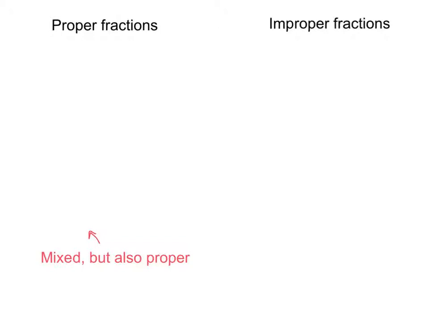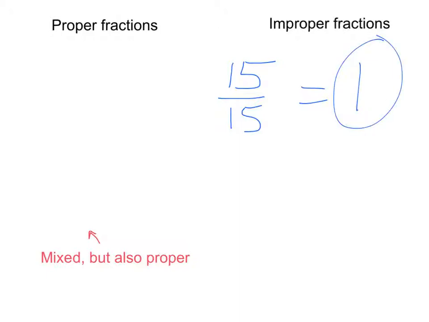Or another example, one that we saw in class, would be if we had, say, 15 over 15. Well, 15 divided by 15 is 1. So anything over itself is always going to reduce to just 1.